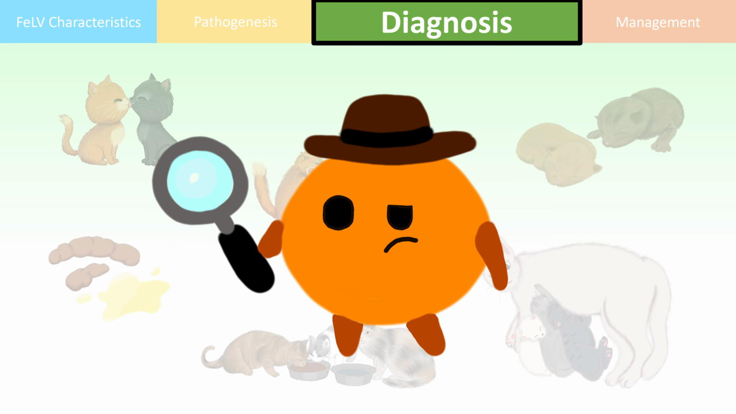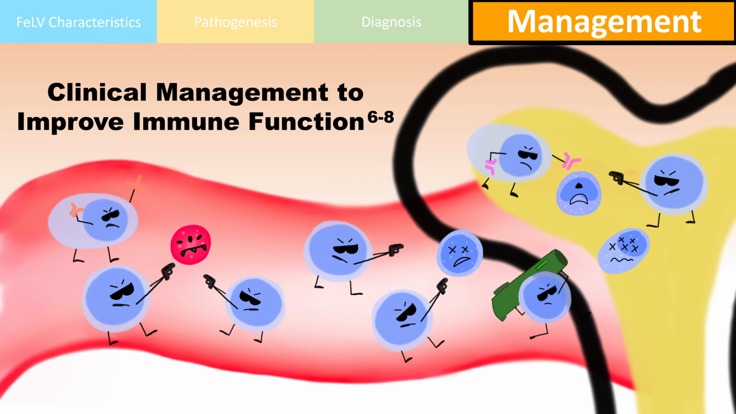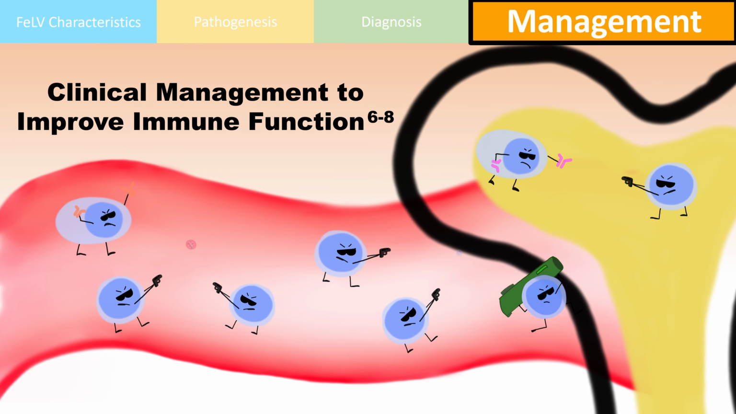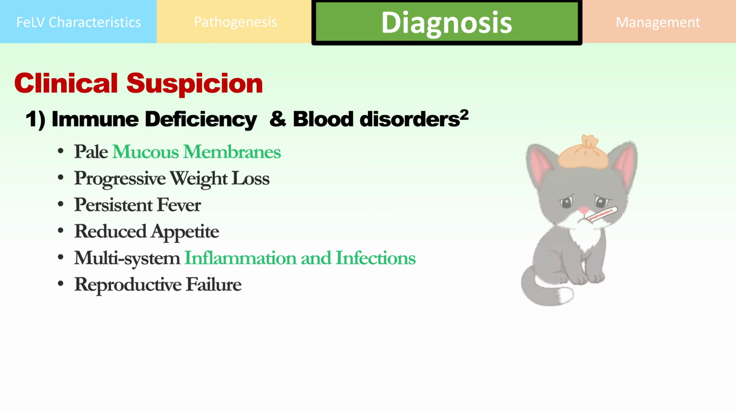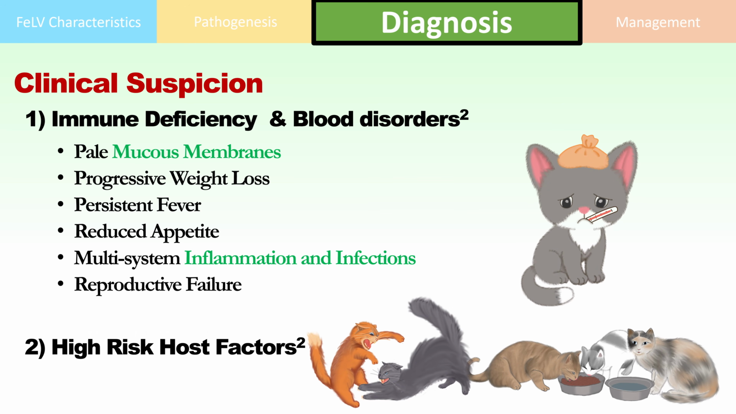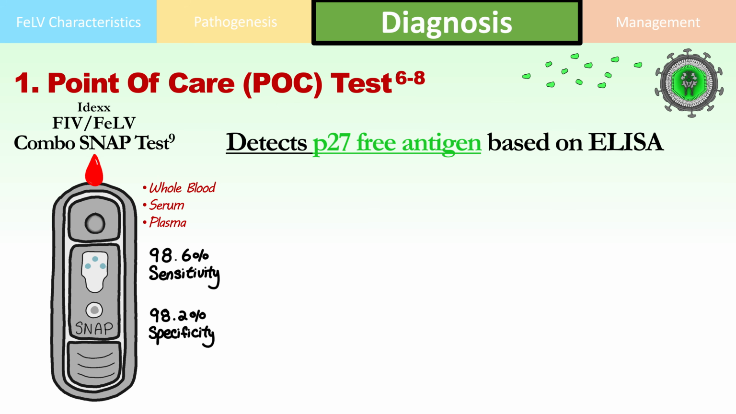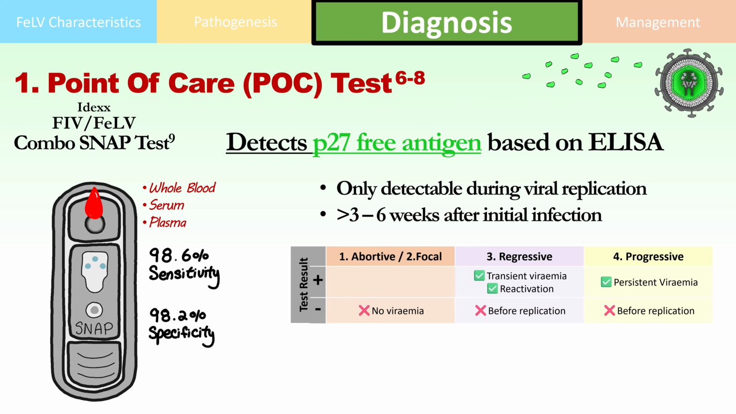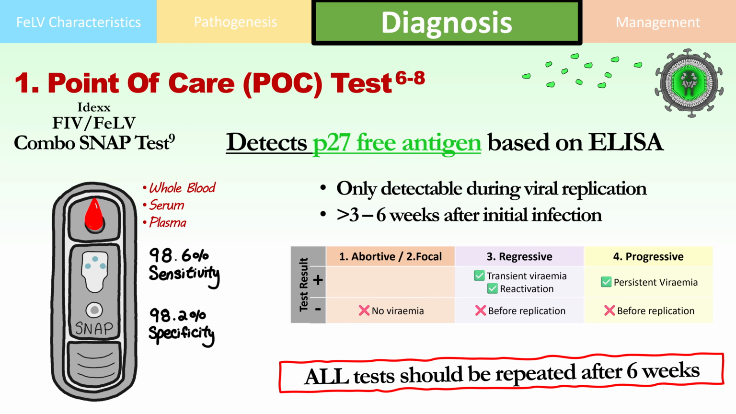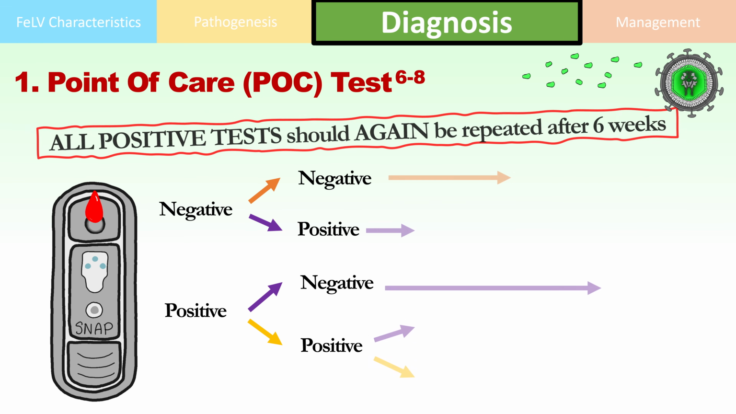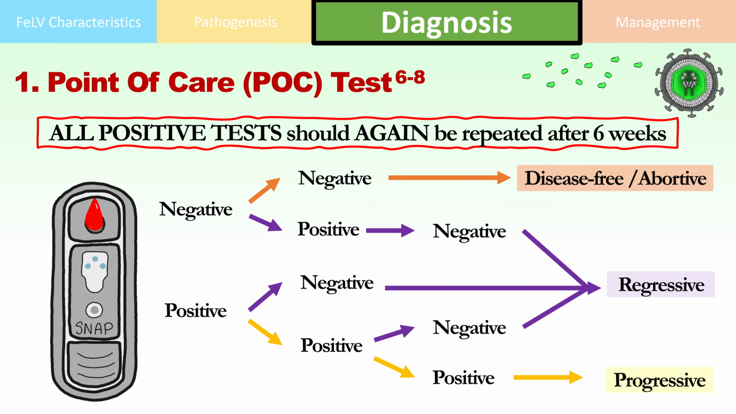And so, early diagnosis of FeLV cases is critical to prevent transmission and inform clinical management. Suspicious clinical symptoms associated with high-risk host factors should always be investigated. Point-of-care tests targeting P27 antigens are quick and easy to use in clinic, but can result in false negatives if tested before viral replication, and so initial tests should be repeated with continued retesting to improve diagnostic confidence.